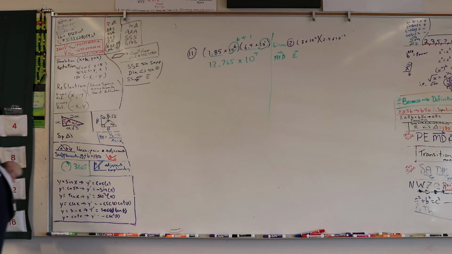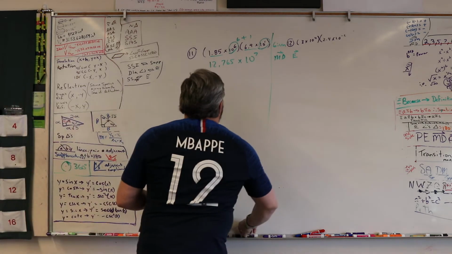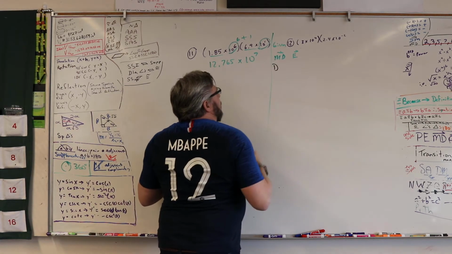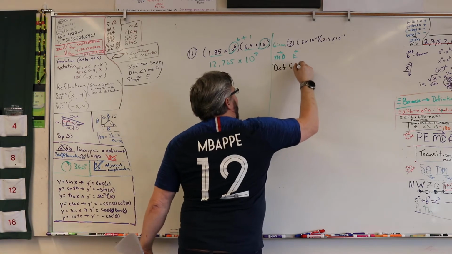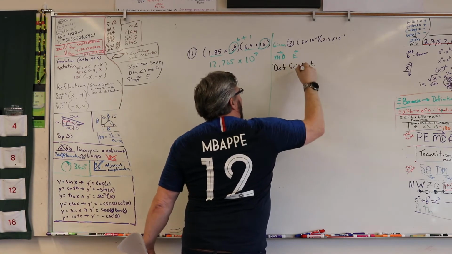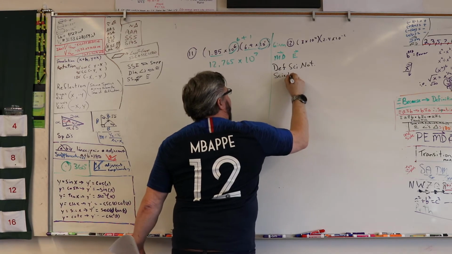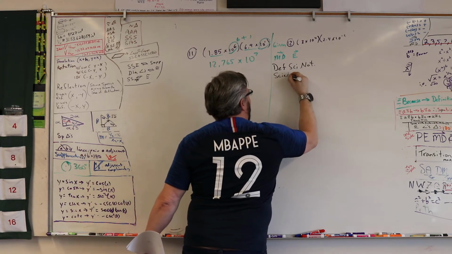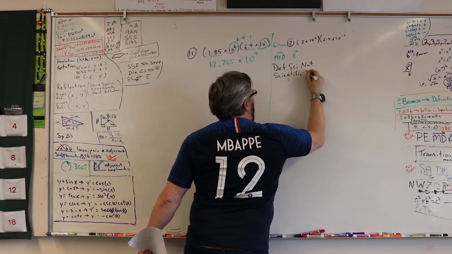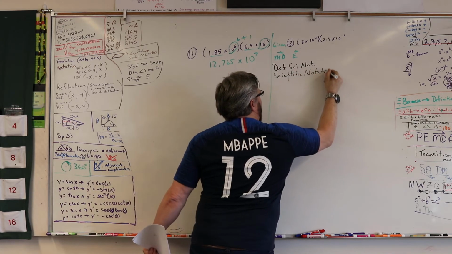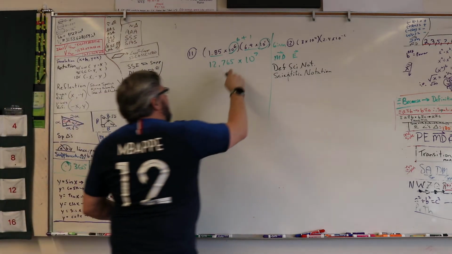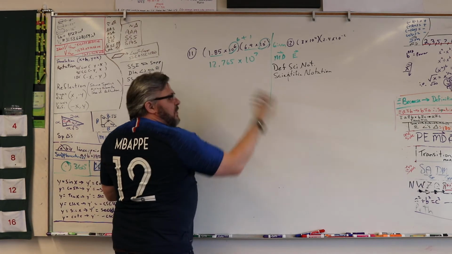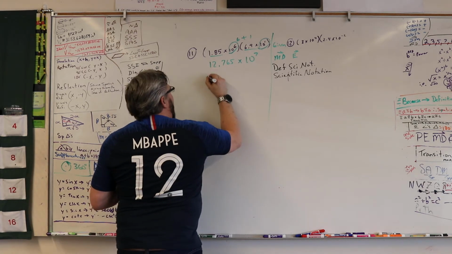Okay? So, the next step is the definition of scientific notation. Okay? If you want to write that out, it's scientific notation. What that means is I'm going to take this number and make sure it's a number between 1 and 9.